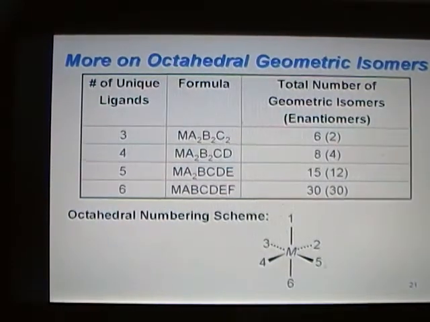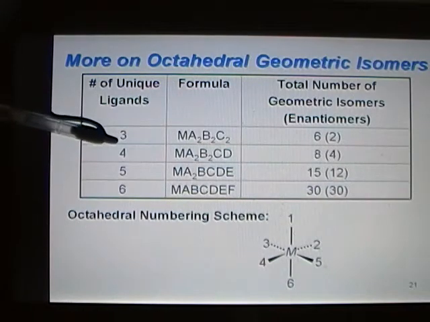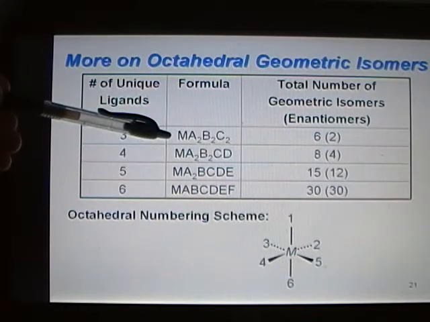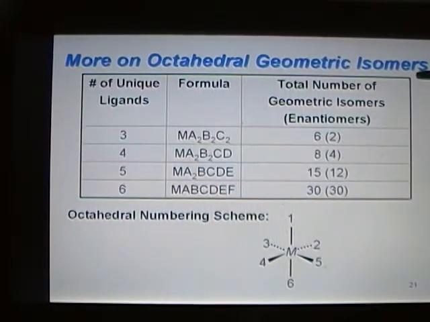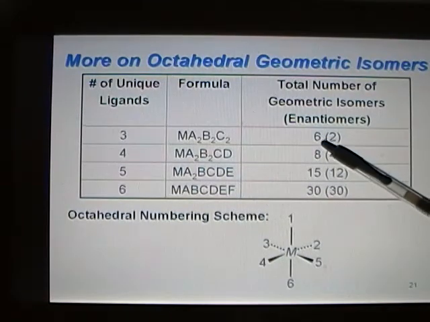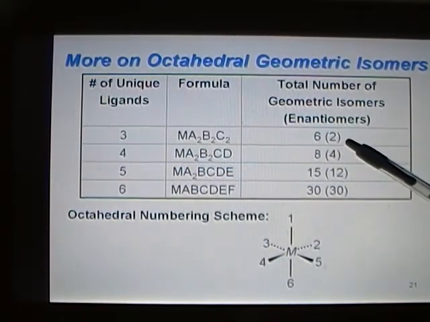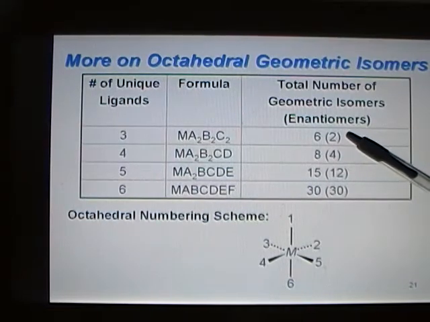Now, we are able to draw all of the geometric isomers for a given formula if we do it systematically, and I'm going to provide a handout that will help you do that. This table will help you think a little bit about that. If you have three different types of ligands within your compound, such as Ma2B2C2, the total number of isomers that you should draw are 6, and you should have 2 of those isomers that are enantiomers.